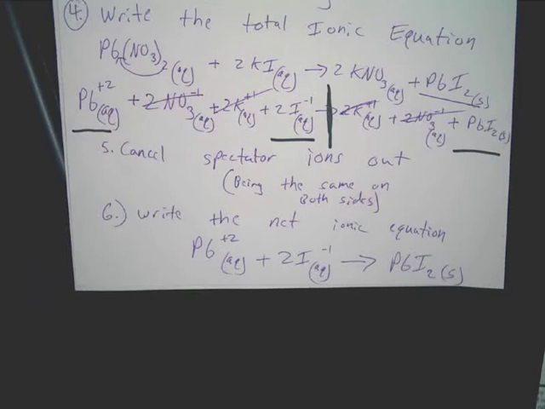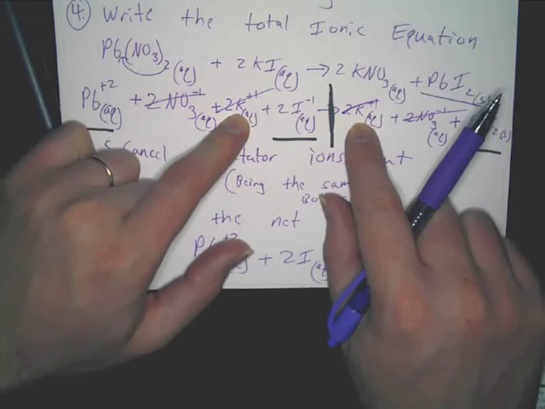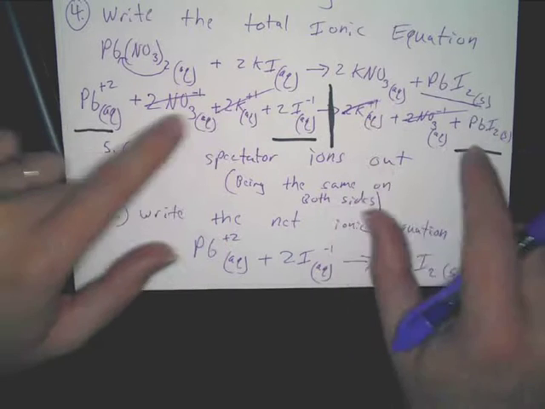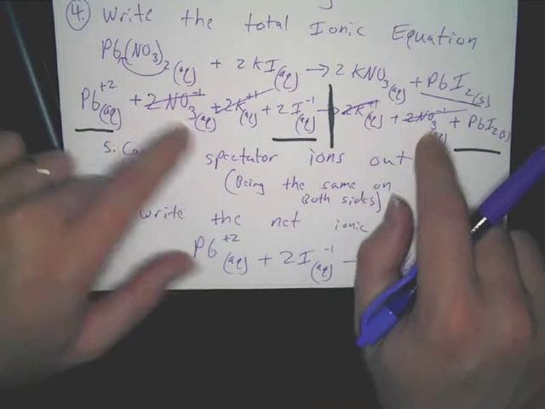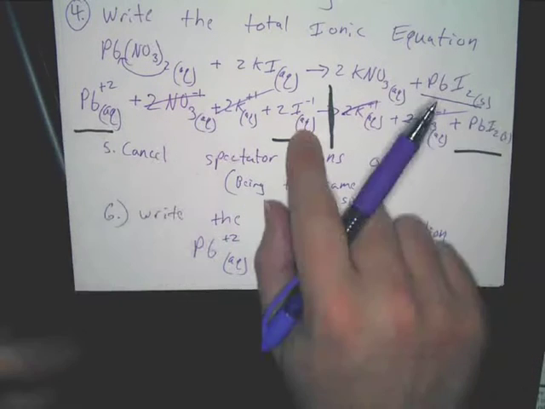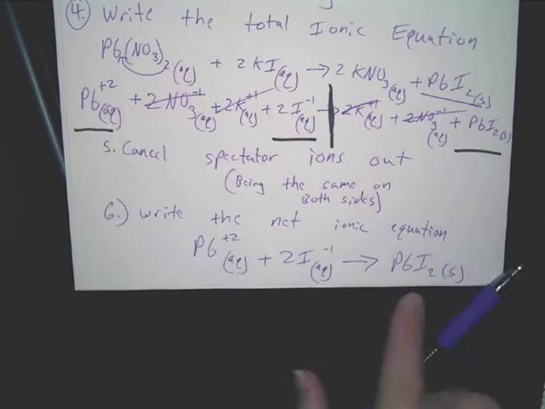Can you please re-explain number 5? Like, what do you cancel out? You cancel out the things that are the same on both sides of the arrow. If it's exactly the same, you just cancel them out. So 2NO3s cancel. 2Ks cancel. What about the I? The I is not the same. See how it's different there? Solid, aqueous, you can't cancel it out.